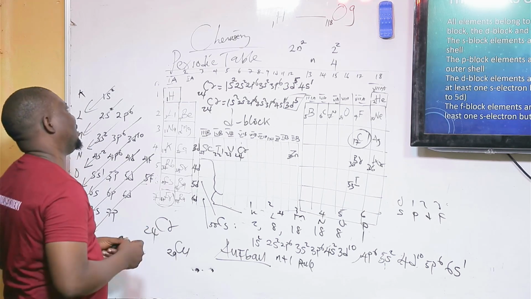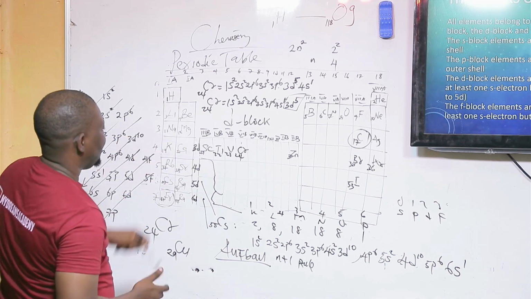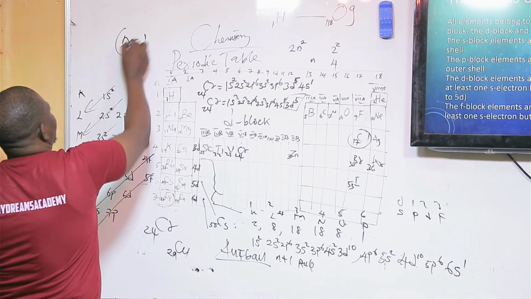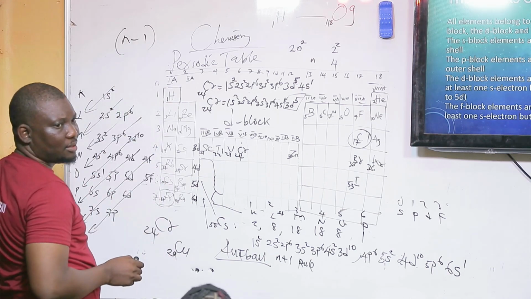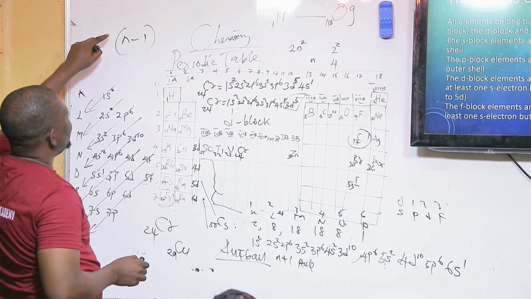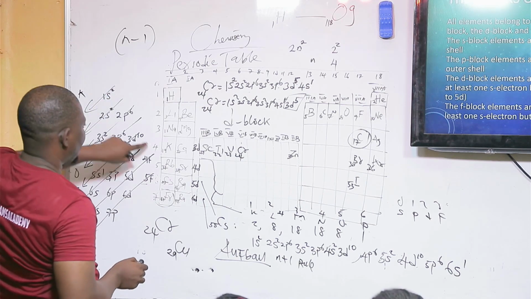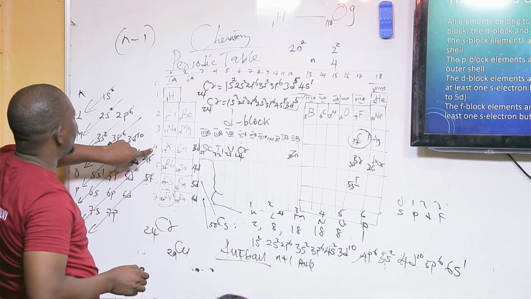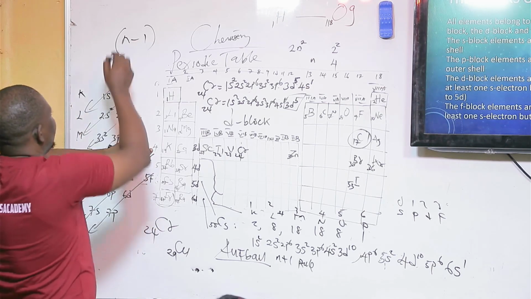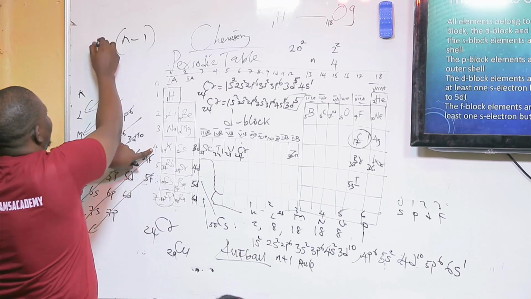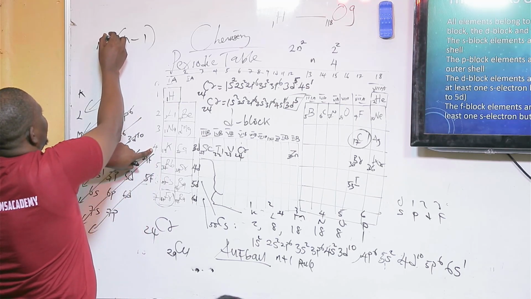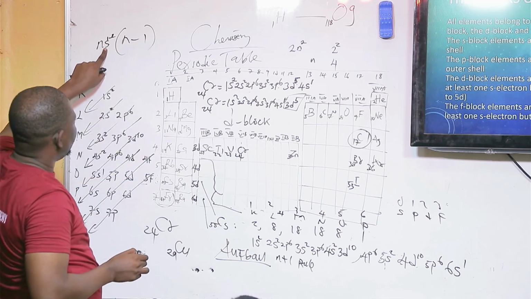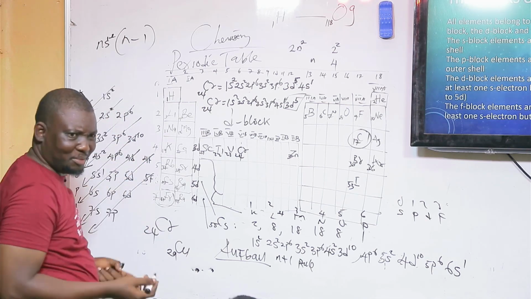I think the formula for this 3d is just (n-1)d. So anything you have here, supposing you have 4 here, that means that 4 is n. So that means I have ns1 to 2. Okay, ns can be 1 or 2. Isn't it? I don't know if you're getting me.